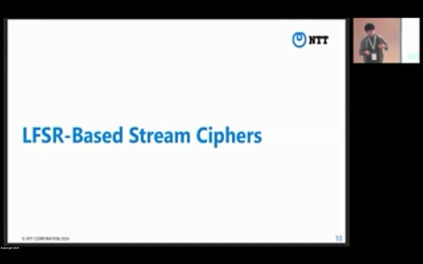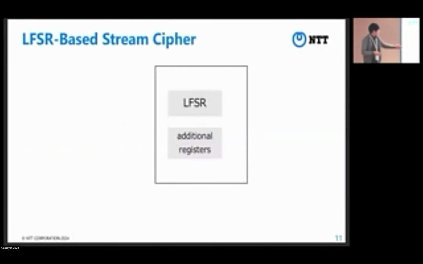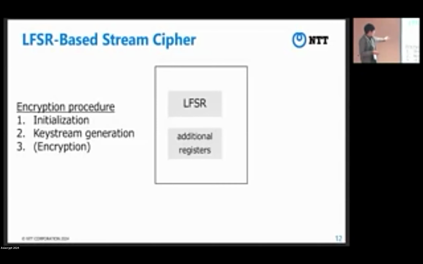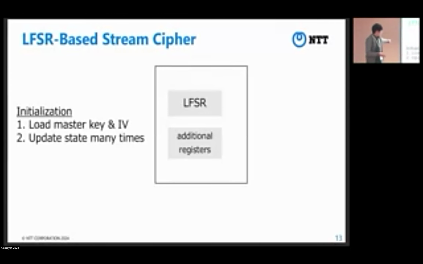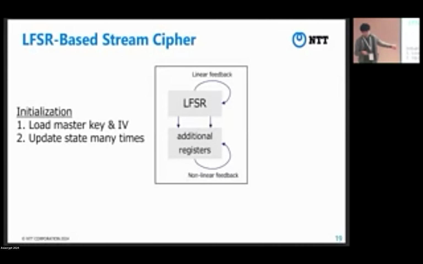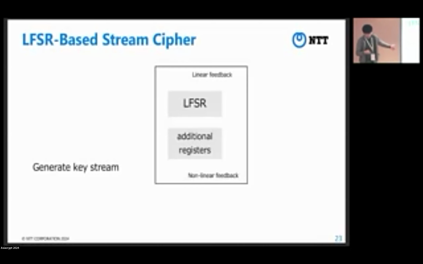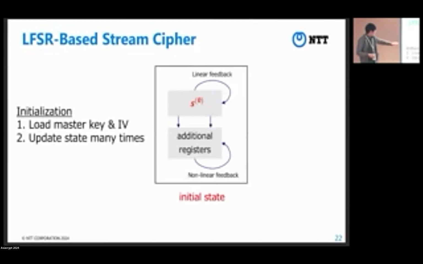And next, I'd like to review the basics of LFSR-based stream ciphers. Usually, the cipher looks like this. It consists of an LFSR and some additional registers. And the encryption process consists of initialization, key stream generation, and encryption. In the initialization phase, the cipher takes the master key and IV as input and updates the internal state many times, like this. And then, after all, the state is called the initial state.